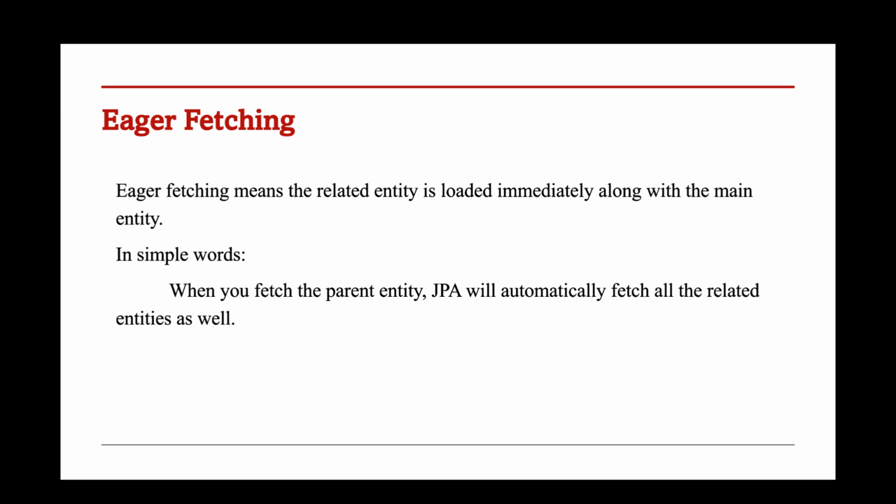Let's understand with an example. Suppose you fetch a department from the database. With eager fetching, JPA does not just fetch the department. It also immediately fetches all the employees belonging to that department. One fetch call. But behind the scenes, JPA fires additional queries to load all the related data. Everything lands in memory together.